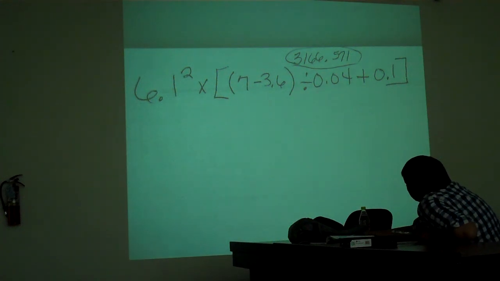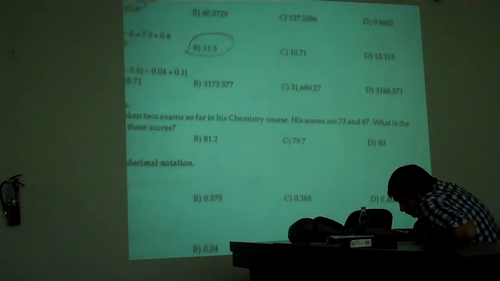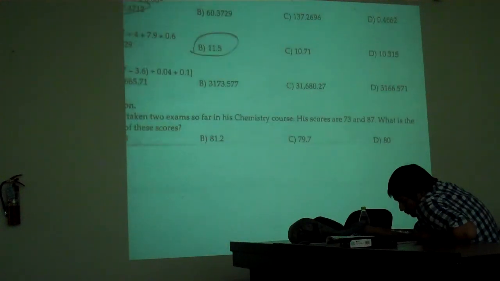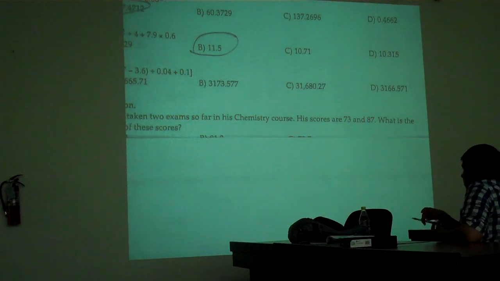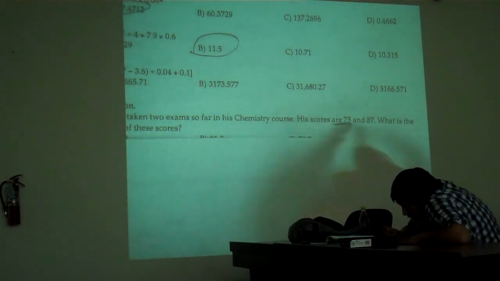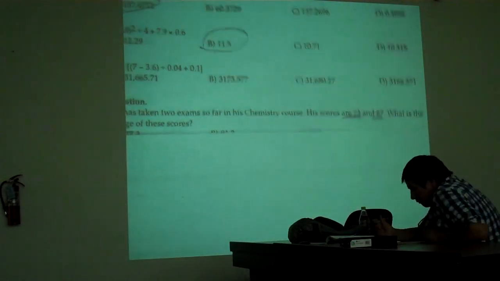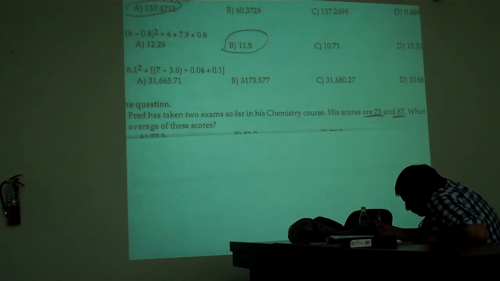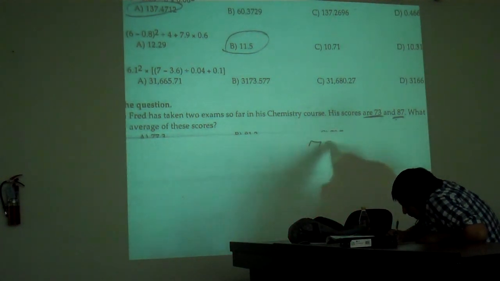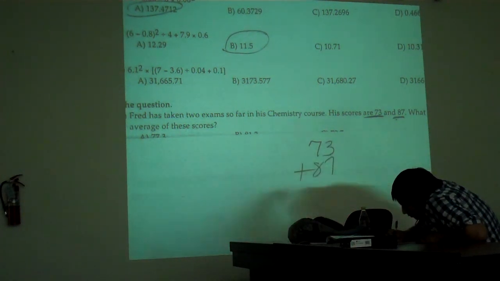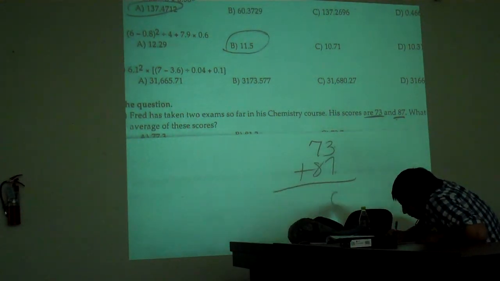Number 61. 61 tells you Fred has taken 2 exams so far in his chemistry course. His scores so far are 73 and an 87. What is the average of these scores? You have 2 scores, you need the average. So you add the 73 and 87. That's 160. Is this average 160?